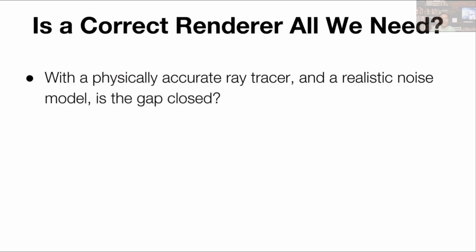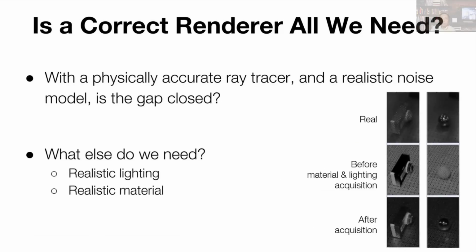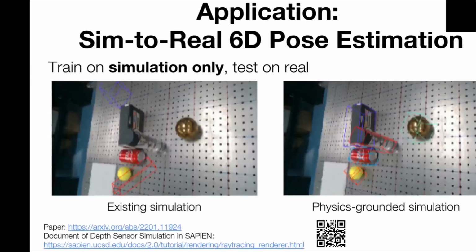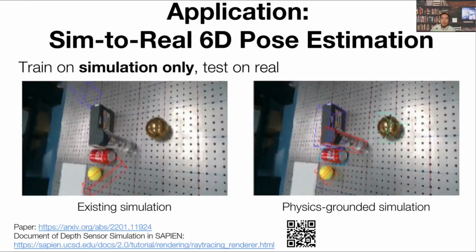But are a physically accurate ray tracer and a realistic noise model enough to close the sim-to-real gap of depth maps? The answer is no. According to the rendering mechanism, the lighting and the object material have significant influence on the rendering results. So we need to acquire the lighting and object material of the real world to further close the sim-to-real gap. After all this work, we can generate simulated depth maps with a very small domain gap.